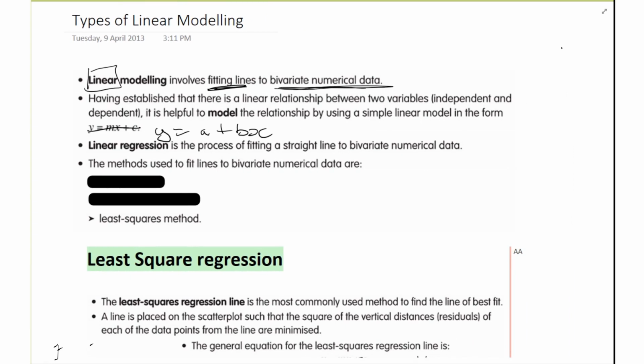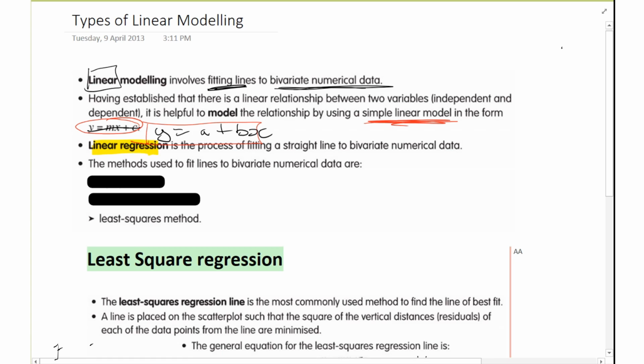When we've worked out there's a linear relationship, we want to model it, because by modeling it we can use that information to make predictions later on, and we can use a simple linear model. The old style was this equation. We use this in further maths, y equals a plus bx, and I'll go into that a little bit in a moment.